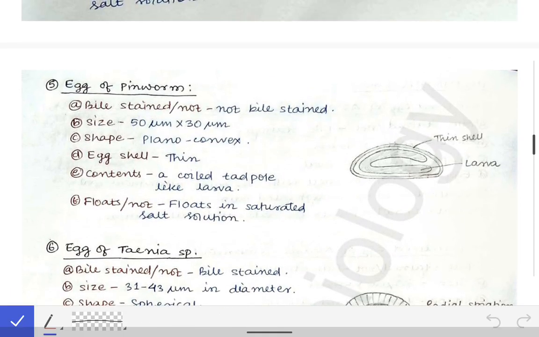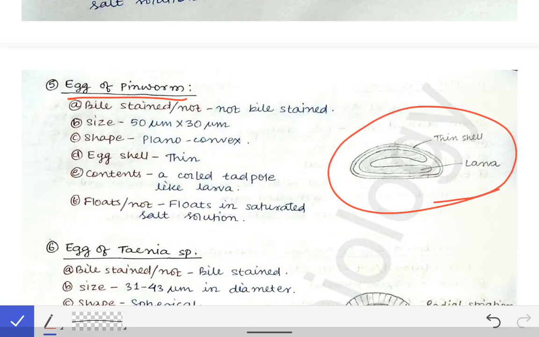Now come to the egg of the pinworm. Let's see the diagram. How does it look? It looks plano-convex. See here, this is plane and this is convex. So it is plano-convex in shape.